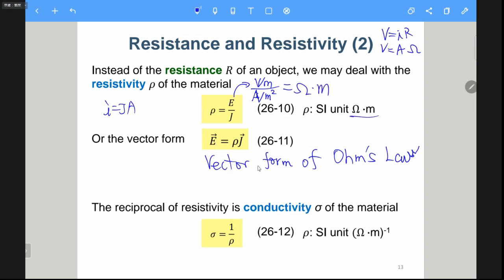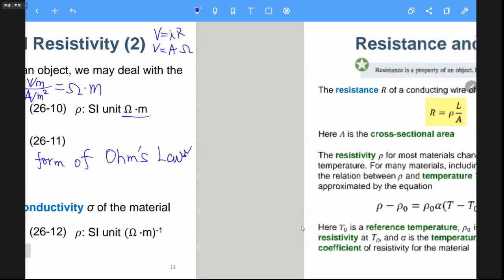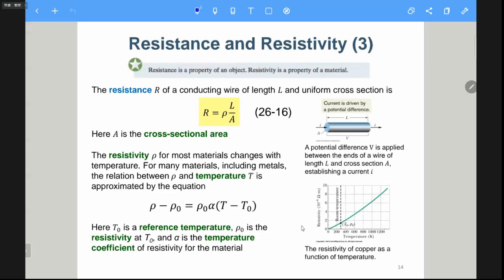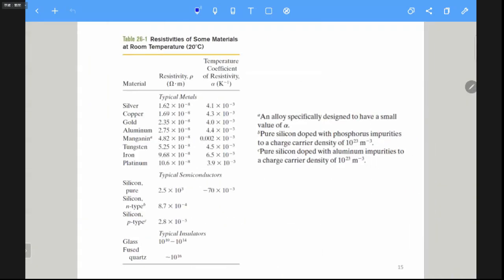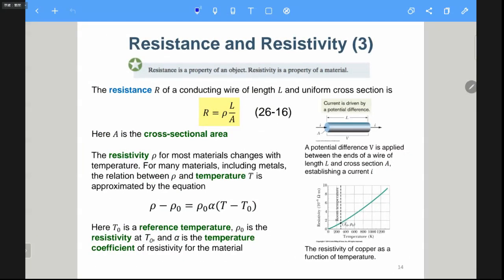So here we define a variable called resistivity, denoted as rho. And rho only relates to the material itself. It doesn't relate to the geometric shape at all. And the reciprocal of the resistivity is called the conductivity, which is denoted as sigma, which is 1 over rho. So we just defined some variables only. So let me finish here today.